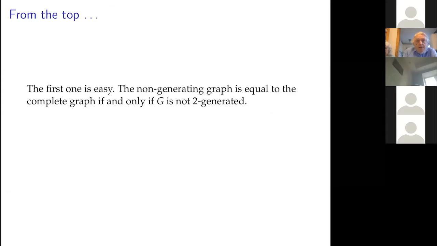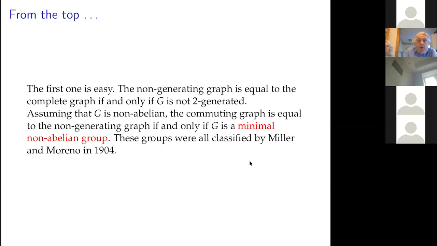So if you start at the top, it's very easy. The non-generating graph is equal to the complete graph. That says that every pair fails to generate, so G is not 2-generated. Assuming that G is non-abelian, so the commuting graph is contained in the non-generating graph, they're equal if and only if G is a minimal non-abelian group.